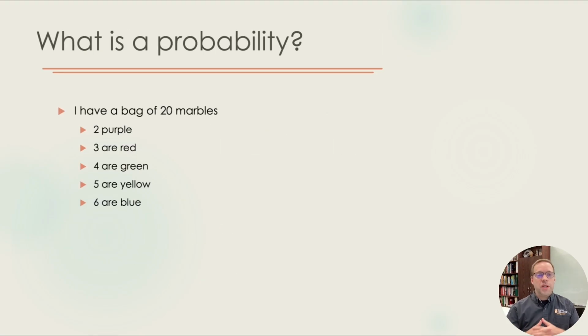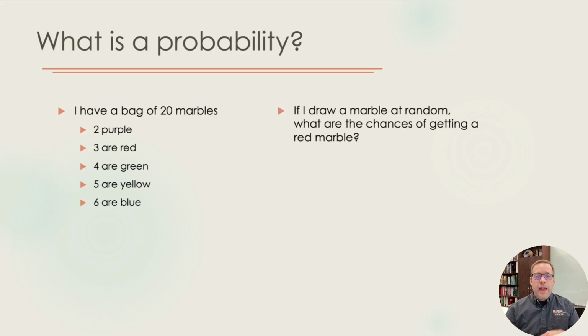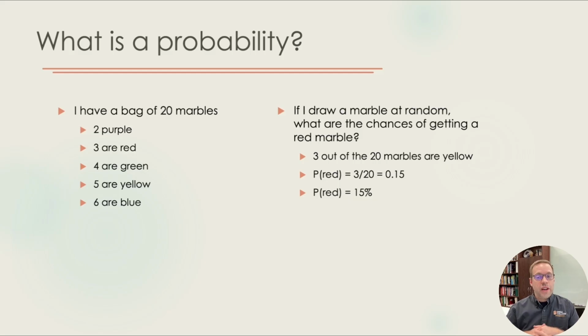So let's come back here. What about our bag of 20 marbles? There are 2 purple, 3 red, 4 green, 5 yellow, 6 blue. If I draw a marble at random, what are the chances of drawing a red marble? Well, 3 out of the 20 marbles are red. That is a misprint there. I apologize. 3 out of the 20 marbles are red. So that means that the probability of drawing a red marble is 3 out of 20, which comes out to be 0.15. If I want to write that as a percentage, 0.15 would be 15%.